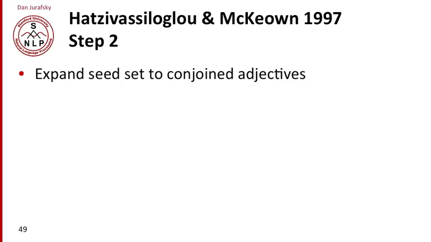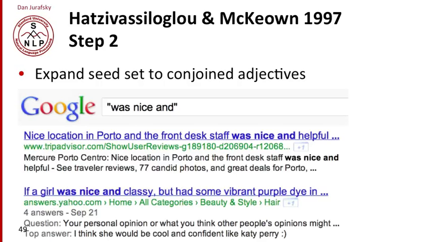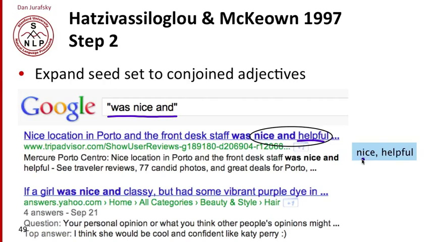And now from the seed set, they expand that to any adjective that's conjoined with a word in their seed set. So for example, we can go to Google and we can type in "was nice and" and look at what words occur next. And what do we see after "was nice and"? Well, we see "was nice and helpful." So that tells us that nice and helpful are likely to have the same sentiment.